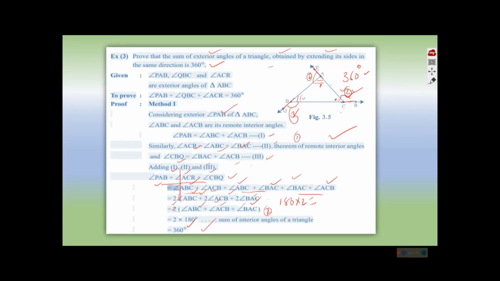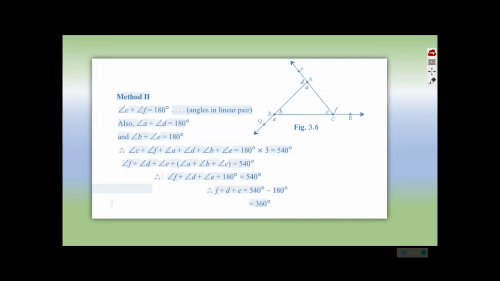देखो ये geometry part में ऐसा ही चलेगा. आपने को जो theorem आता है वो apply करके prove करके आपको आगे बढ़ना है. Okay. There is one more method also.